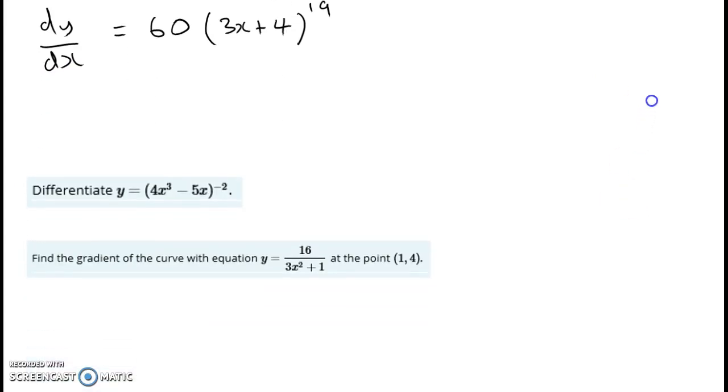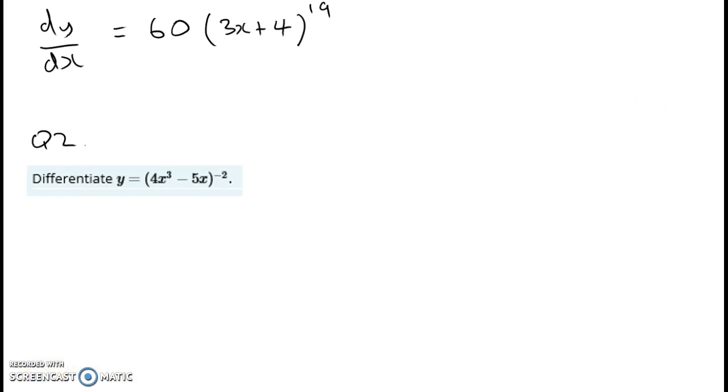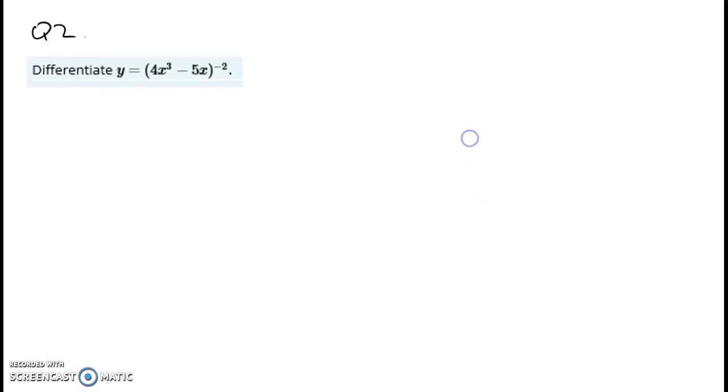Let's jump into another question here. Alrighty, this question, question 2, says differentiate y equals (4x cubed minus 5x) all to the power of negative 2. Now again, this is a chain rule question, so we need to define our u. Let's let u equal 4x cubed minus 5x, so just that component in the brackets, and that will give us y equal to u to the minus 2.